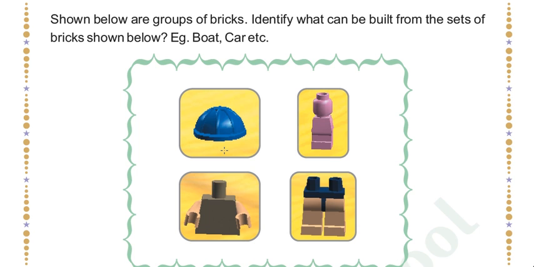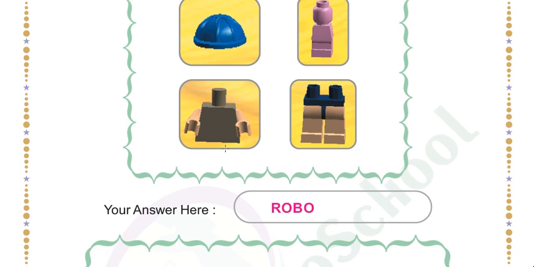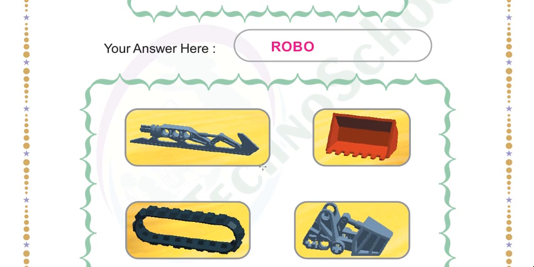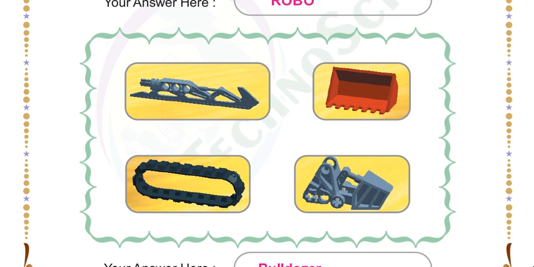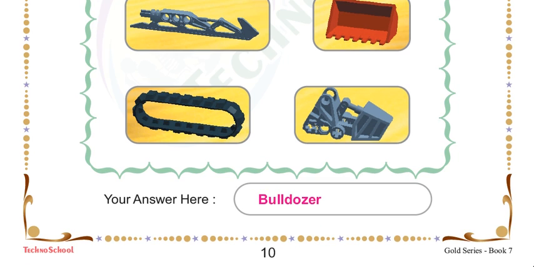Now see this picture. By this group of bricks, what can we build? What is the answer? Yes, the answer is robo. By using these bricks, we can build robo. Then see the second. Here also, a set of bricks is given. With the help of these, we have to build a bulldozer.